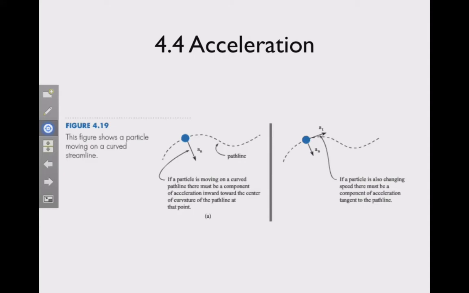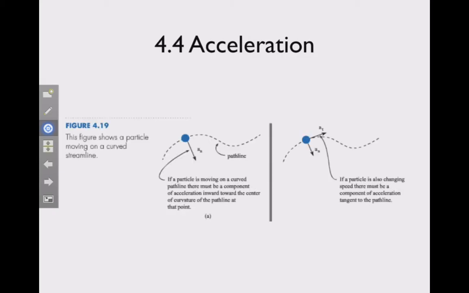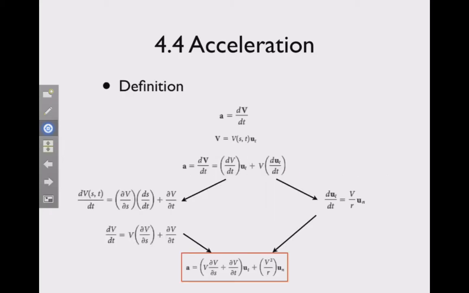So we realize that we have to deal with both normal and tangential components. If we look at a more complicated case over here, if a particle is also changing speed as it goes along this path line, then, as we saw in the previous example, if there's a change in speed, there will be a change in the tangential acceleration. Then we will have, in addition to a normal component to the acceleration, also a tangential component.